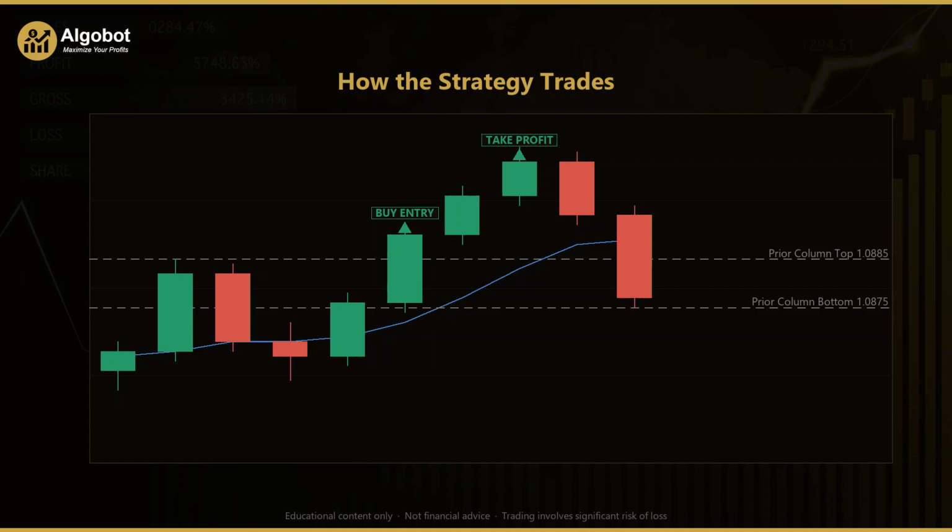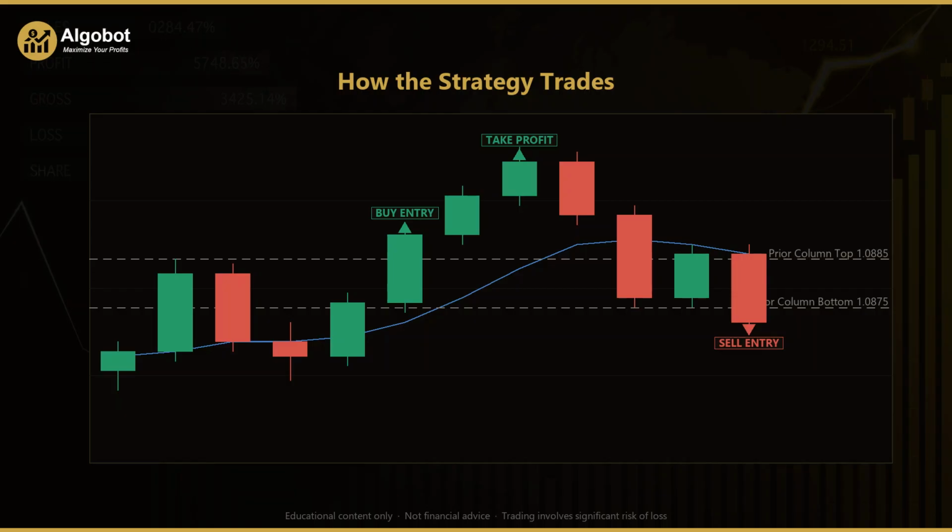But the story doesn't end there. Watch what happens next. Price stalls at the top and begins to roll over. A tall down candle carries price back down, and the blue trend filter, which had been below price, now flattens and rises above it. The drift has flipped from up to down. Price falls to form a fresh down column, bottoming right around the lower reference line at 1.0875.